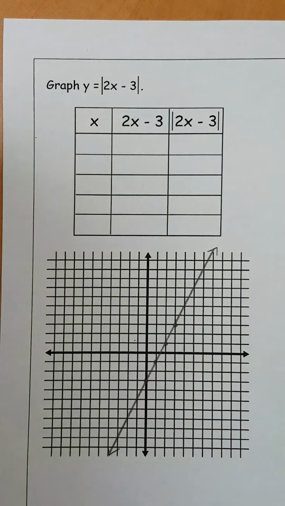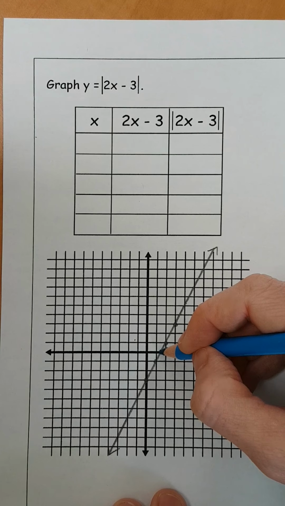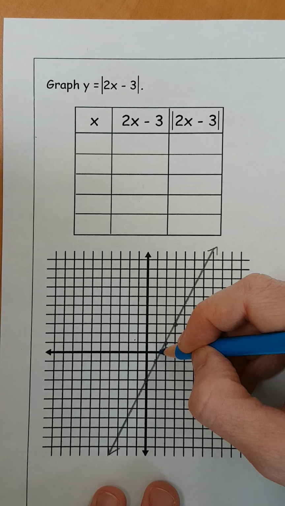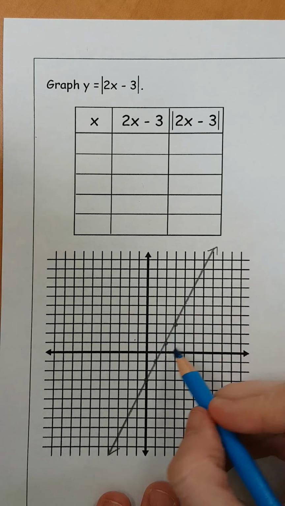And so we're going to be graphing y equals negative 2x plus 3, right? Because it's the reversal of this one here. And so it's going to go 1, 2, 3, right? 1, 1, 2. And it's going to look like that.